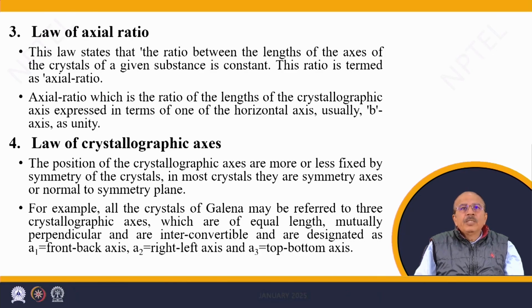Third is the law of axial ratio. This law states that the ratio between the lengths of the axis of the crystals of a given substance is constant. This ratio is termed as axial ratio. Axial ratio is the ratio of the lengths of the crystallographic axis expressed in terms of one of the horizontal axis, usually B axis, as unity.